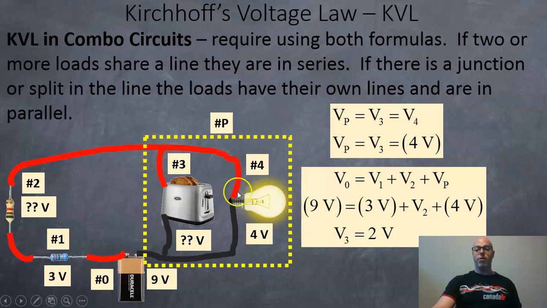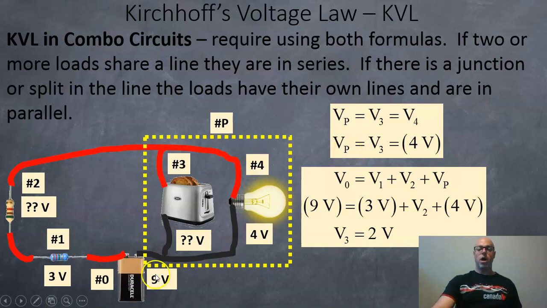So first of all, we can find out what the voltage of the toaster is, knowing the fact that in a parallel zone, the voltage must be the same everywhere. So the volts for the parallel zone equals the volts at number 3, which equals the volts at load number 4. So 4 is equal to 3, which is equal to P.